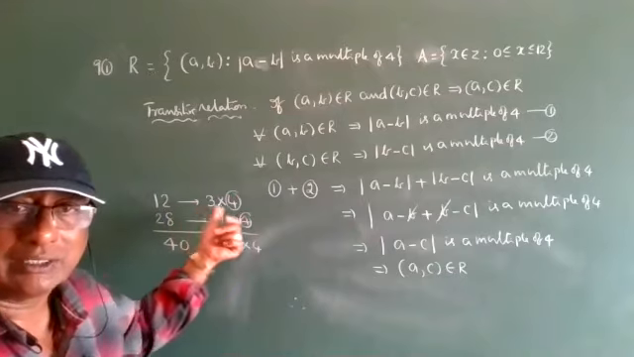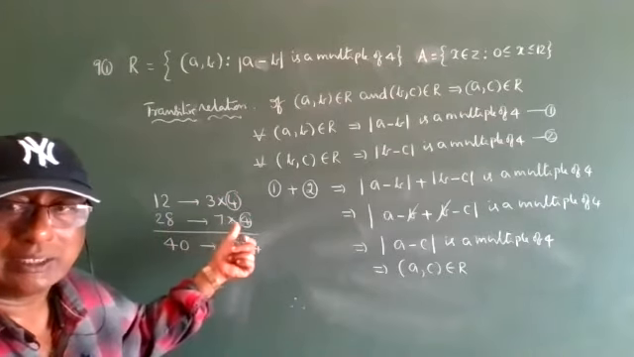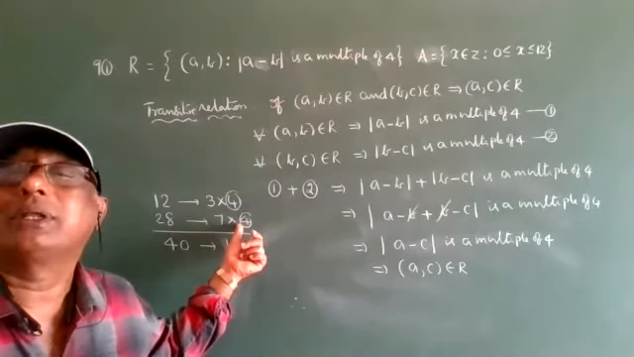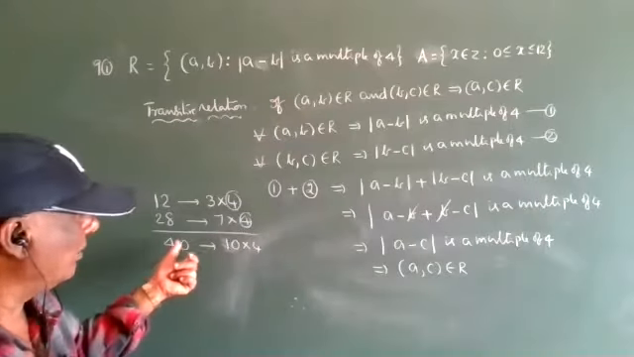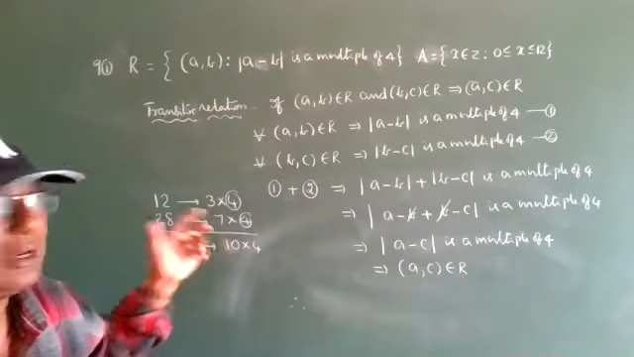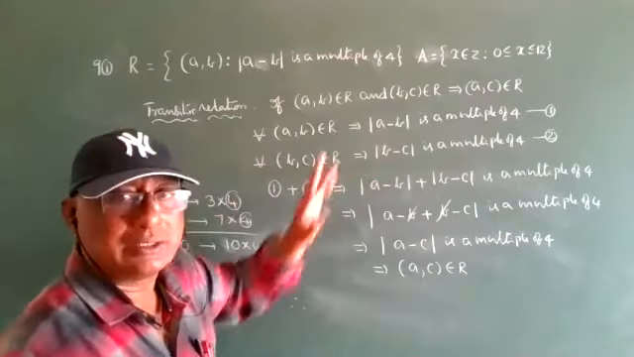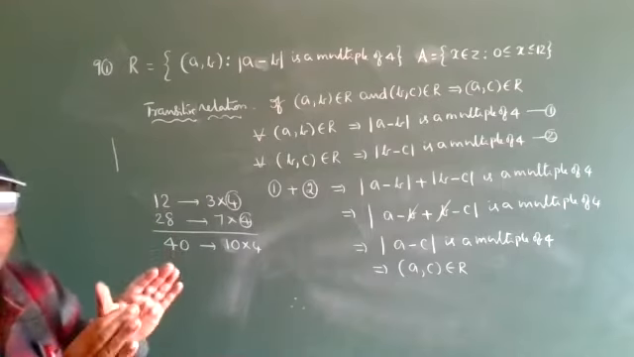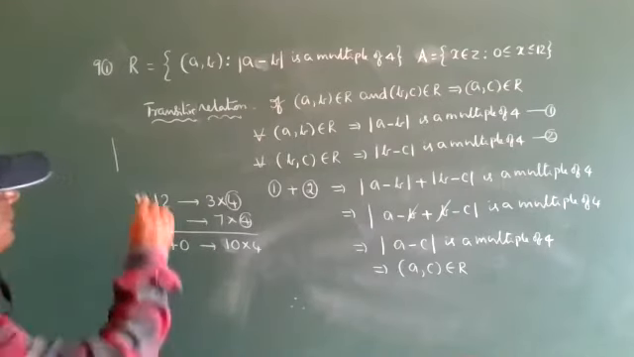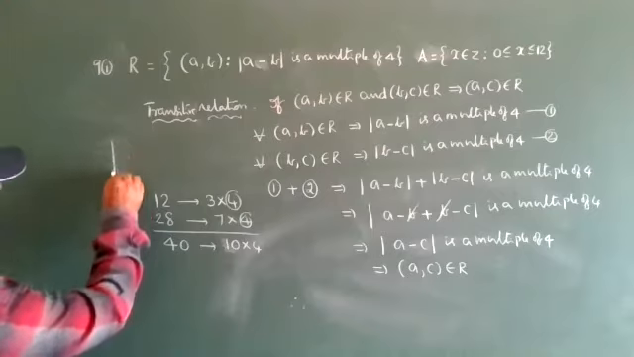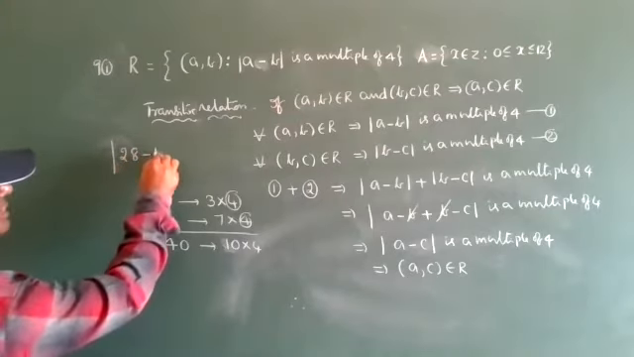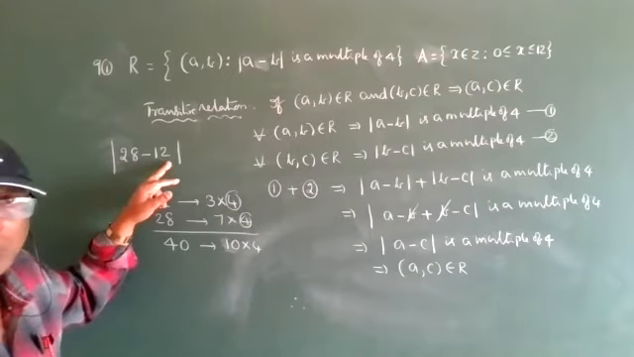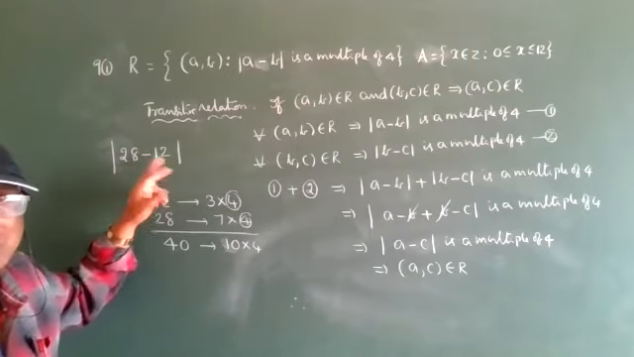Example I will tell. 12 is a multiple of 4, 28 is a multiple of 4. Now by adding, it is also a multiple of 4. Here is C. Now, the difference of A and B is a multiple of 4. So now see, A is 28 minus 12. 28 is a multiple of 4 and 12 is also a multiple of 4.